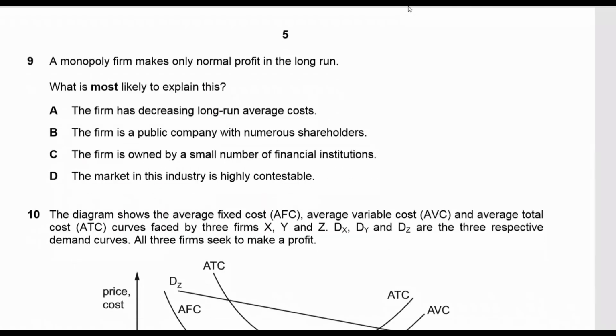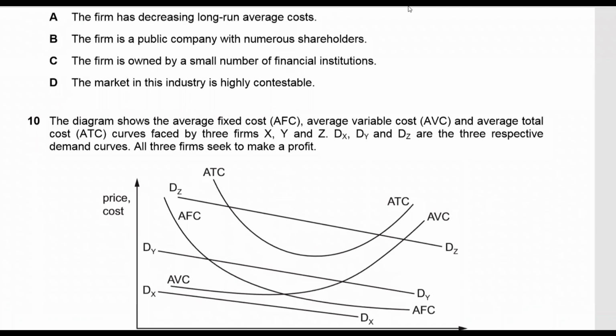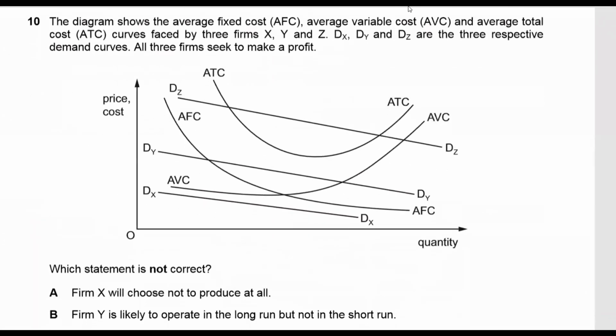And in question number 9, a monopoly firm makes only normal profit in the long run. What is most likely to explain this? So D is the correct answer. The market in this industry is highly contestable. When market is contestable, definitely new firms can enter the industry. And when new firms can enter the industry, there will be normal profit in the long run.